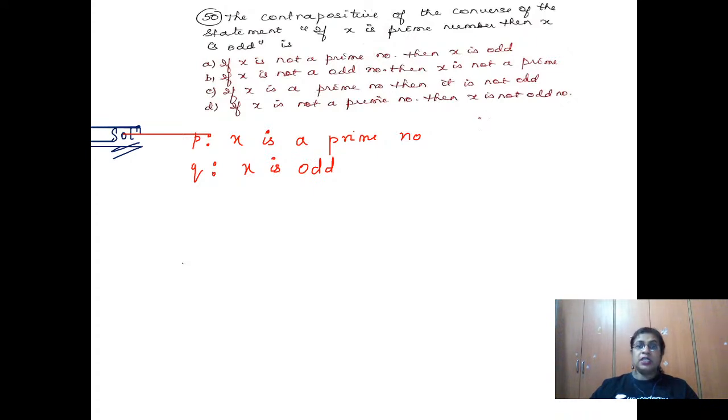First, the given statement. How will the given statement be? The given statement is of the form P implies Q. Now, if I interchange P and Q, that will become the converse. So the converse is Q implies P. How to read this converse? If Q, then P. If X is odd, then X is a prime number. That is the converse.